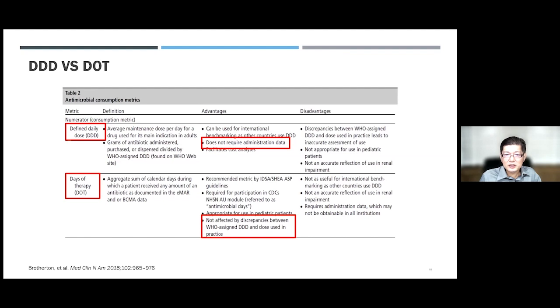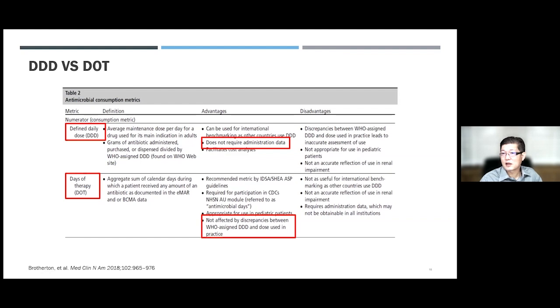There are some pros and cons for each metric. For example, the advantage of DDD is that it does not require administration data, but the disadvantage is that it may not be appropriate to use in pediatric populations and in renal impairment populations as well. DOT's advantages include that it is not affected by discrepancy between the WHO-assigned DDD and those used in practice, but it requires administration data, which may be difficult to obtain in all institutions.